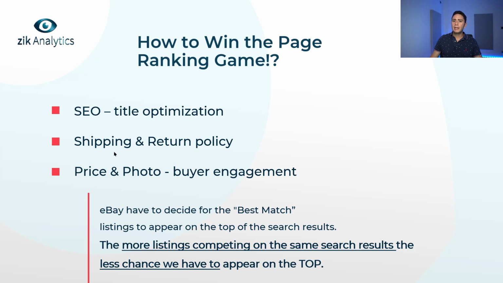Second thing is our shipping and return policy. eBay is a marketplace for buyers. The competition today between eBay, Amazon, Walmart, and all these online marketplaces is about the buyer experience. This is why faster shipping than your competitors and better return policies than your competitors will have a big impact on the ranking. eBay will go through the listings, will see, oh, this seller provides better service, I'll give this seller more exposure. And the last thing is price and photo, which leads me to buyer engagement.